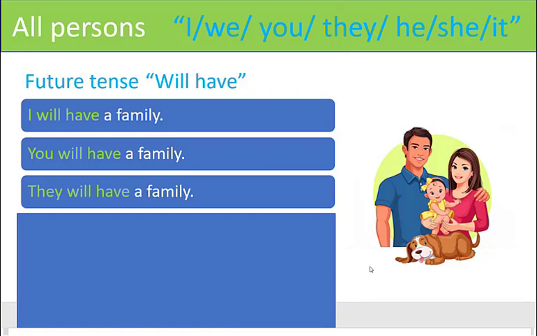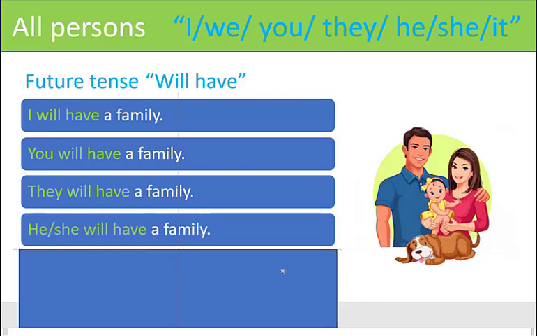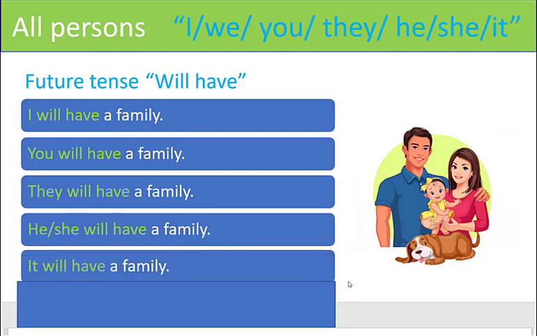Third person, plural, they will have a family. Third person, singular, he or she will have a family. And third person, singular again, it will have a family. So the "will have" stays the same if we're talking about the future tense. Instead of saying have, we need to add will in front of it. But at least they all stay the same, and it doesn't matter which person it's in.